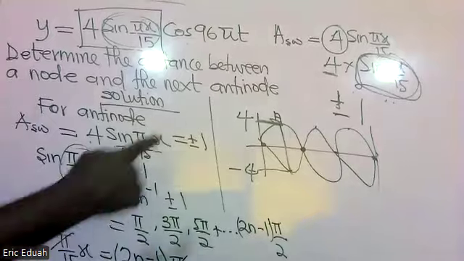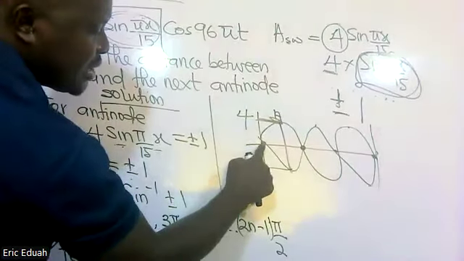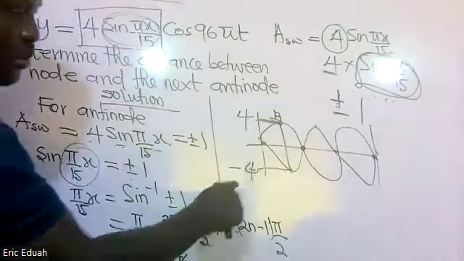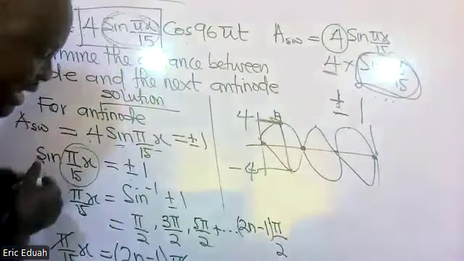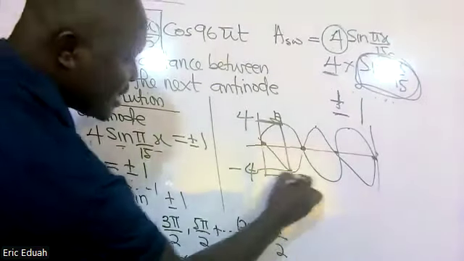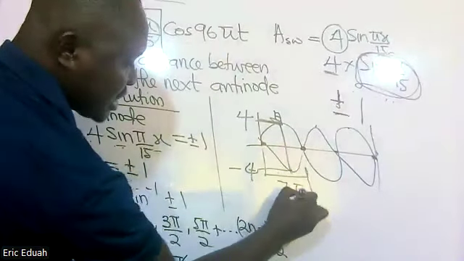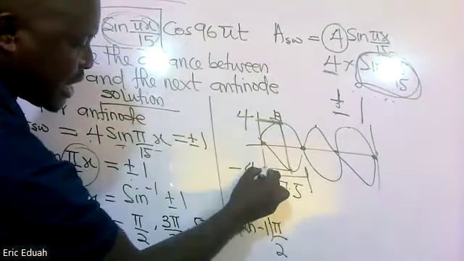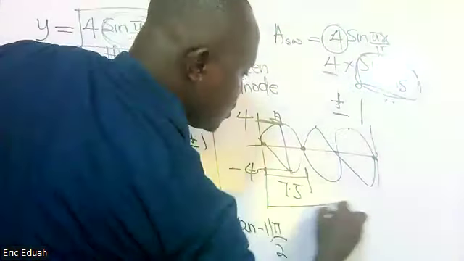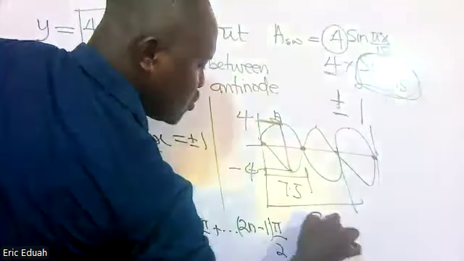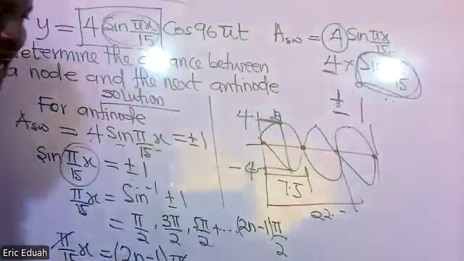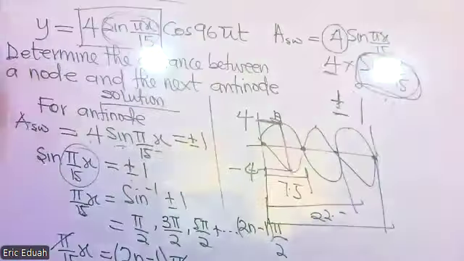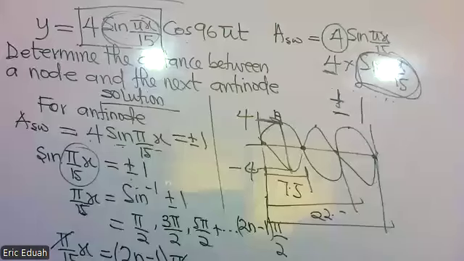Okay, but we have different points. This point clearly means that x must be 0. This point will mean that x must be equal to 7.5 per our question. So when x is equal to 7.5, we'll have this. And when x is equal to 22.5, we'll locate another node.